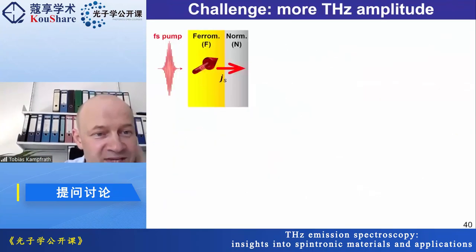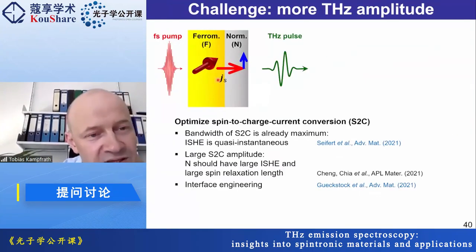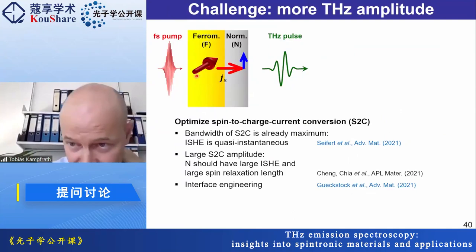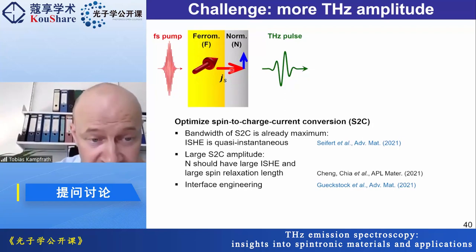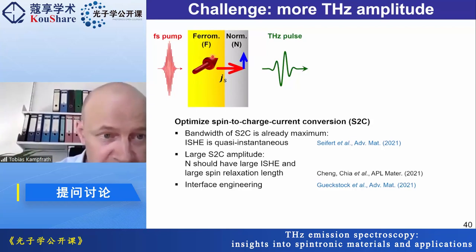So what happens? We excite the ferromagnet with a femtosecond laser pulse. We generate a spin voltage. The spin voltage generates a spin current, but it also triggers spin flips inside the ferromagnet. Both of these processes, the spin current and the spin flips, lead to a decay of the spin voltage. Now the question is, what is the dominant decay process? Is it the spin flips or the spin transport? We believe it's the spin flips. So this means we waste most of the spin voltage for spin flips and not for a spin current.